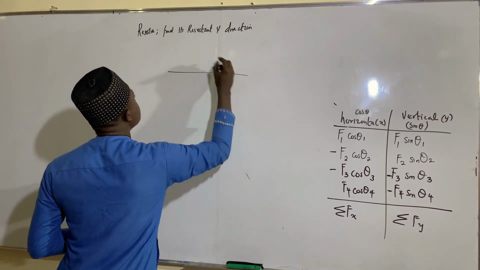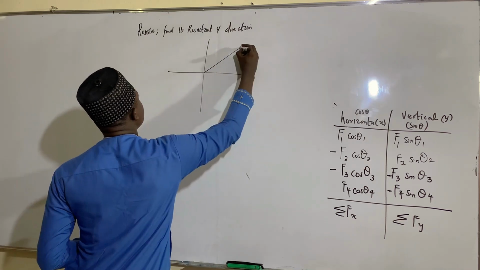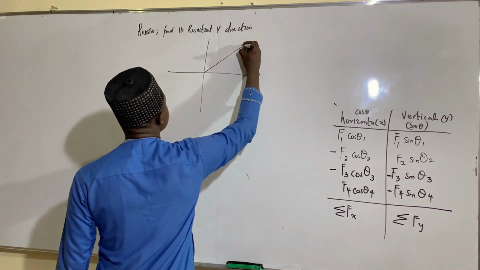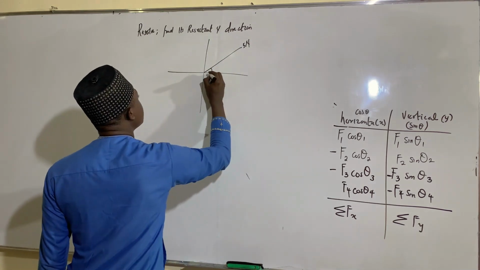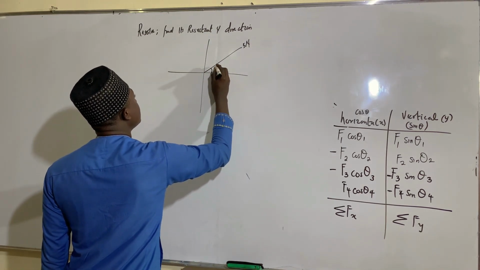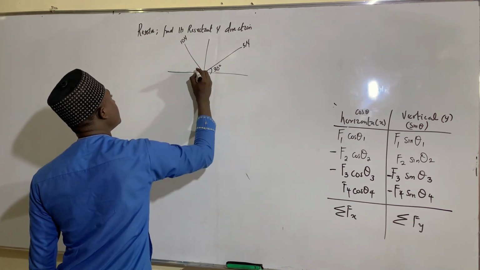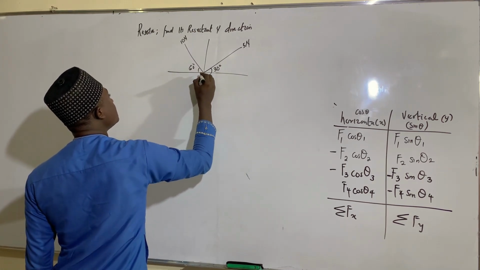Maybe we have this, the first one. It doesn't matter, it can be 3, it can be only 2. Don't worry, I will solve an example like this. That's what I'm saying. 5 Newton here. Let's say we have 30 degree. Let's say we have 10 Newton here, and we have 60 degree.